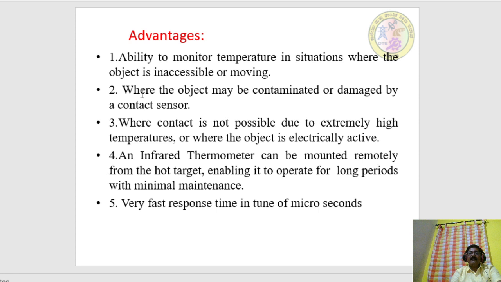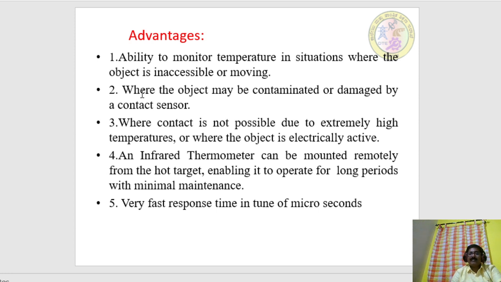Let us take the melting of metal. For aluminium, the melting temperature is around 660 degrees centigrade. For steels, around 1200 to 1600 degrees centigrade. There, definitely high temperatures are involved. If you want to know the temperature of the melt, it is very difficult to know online. Then definitely with the help of a pyrometer we can find out without any difficulty.